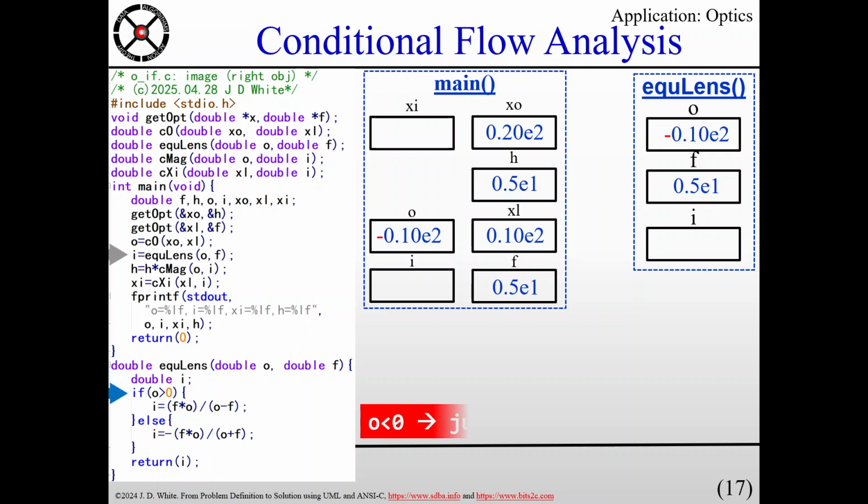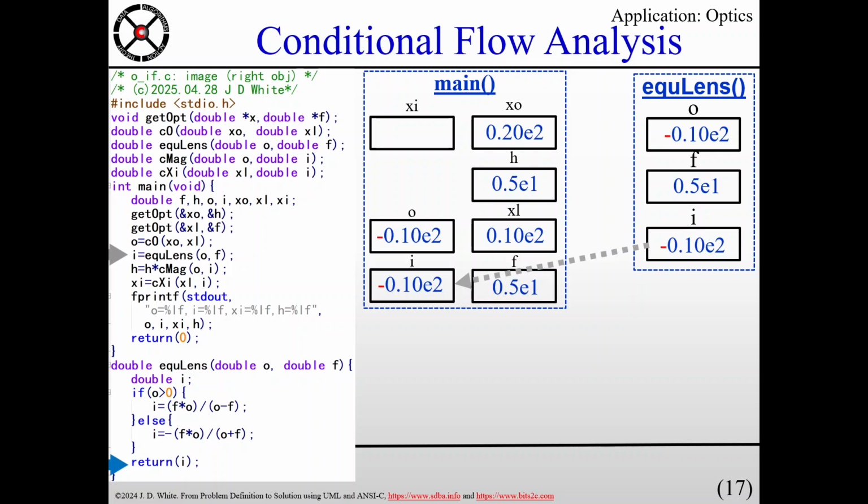It checks. Is O greater than 0? No, it is not. So we need to go to the else statement. And once we jump down to the else statement, we then execute the else statement and put I is now minus 0.1, in other words, minus 10. Okay? And we then return I. Okay? Getting us our final returning I.